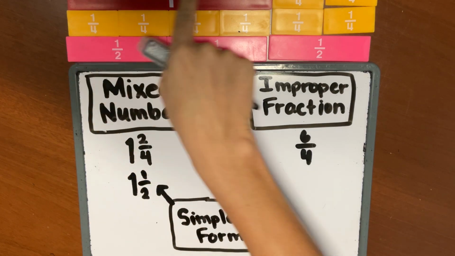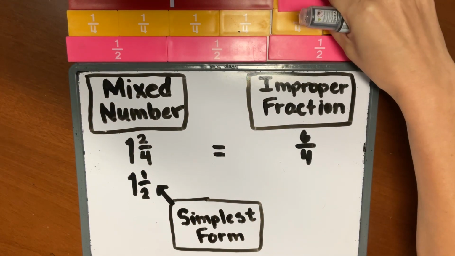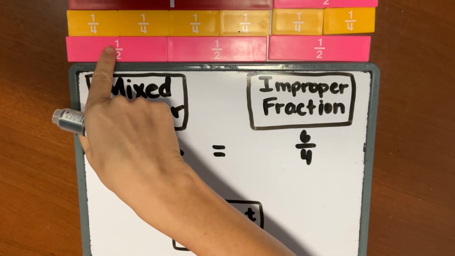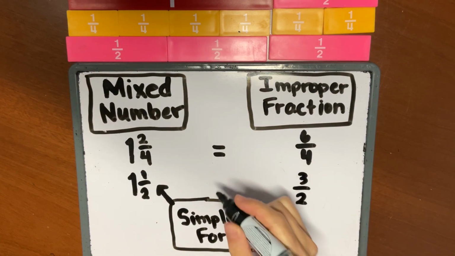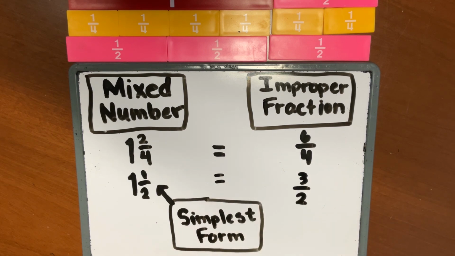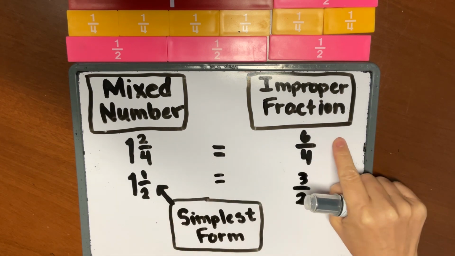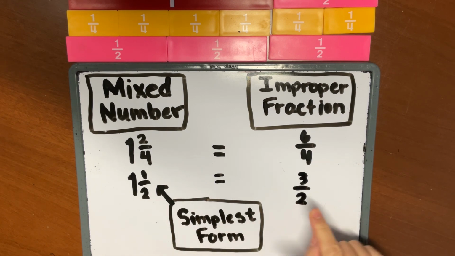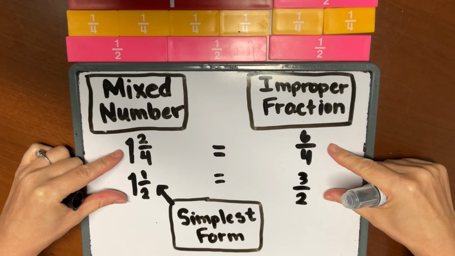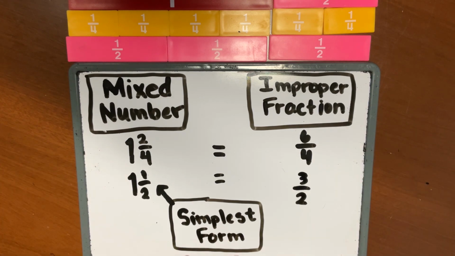Well, let's look. 1 and 1/2 is the same as 1, 2, 3 halves. The simplest form of the same mixed number and improper fraction is really 1 and 1/2 is the same as 3 halves. These are equal. What other fractions can you make in simplest form?